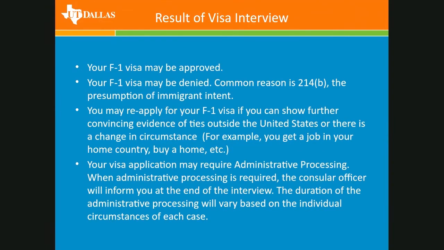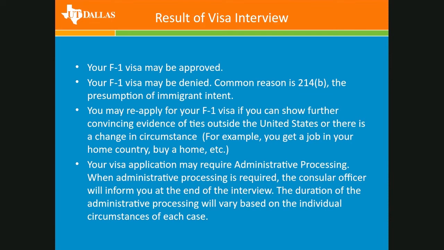Okay, so for the results, your F-1 visa may be approved, and it's also possible that your F-1 visa may be denied. One of the most common reasons that we see is 214(b). That would be the presumption of immigrant intent. That's the one where they want you to show that you have intention to return to your own country. You may be able to reapply for your F-1 visa if you can show further convincing evidence of ties outside the United States, or maybe there is a change in circumstances.